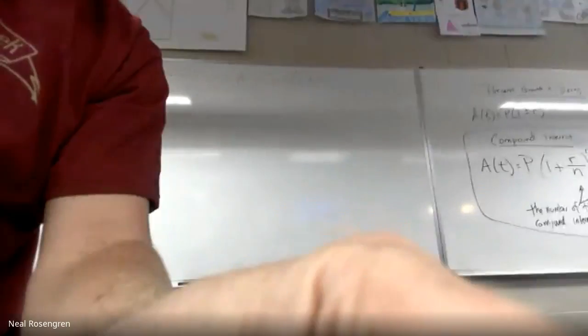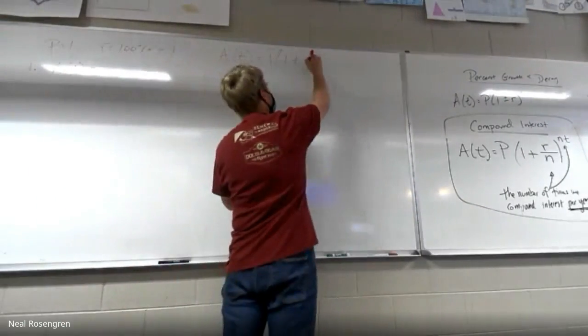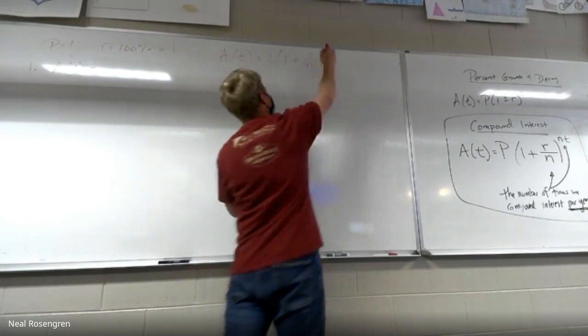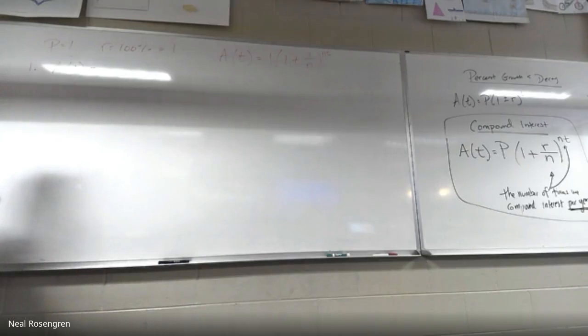Awesome, thank you. Okay, so A of t, 1 times 1 plus 1 over, and I'll try to say it out loud. We'll all be done soon. We're going to mess with different n's, so I'm just going to leave it like that for right now, to the nt. Okay. N will be a number.